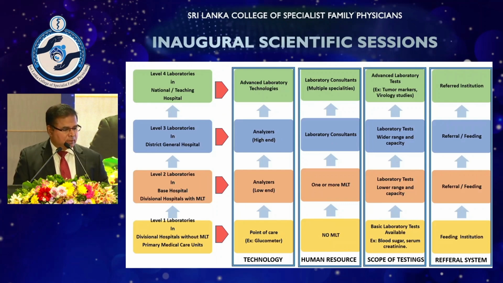When it comes to level 3 laboratories, there are laboratory consultants in all four areas: microbiology, hematology, clinical pathology, and pathology, with a wider range of capacity in laboratory testing. Level 4 laboratories are the national teaching laboratories. They do advanced laboratory and special tests like tumor markers and virology studies and so on. They can do a wide range of testing. The National Reference Laboratory is the Medical Research Institute. They can do a lot of testing, including special tests, more than 350 tests at the Medical Research Institute.